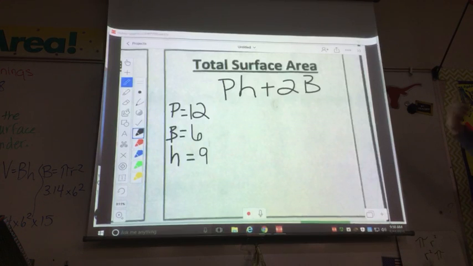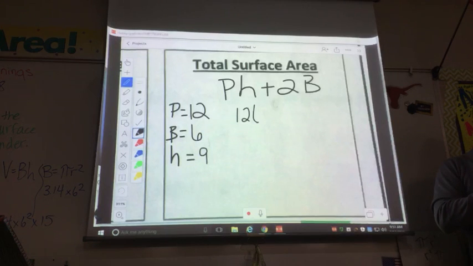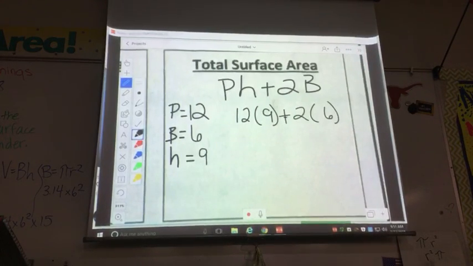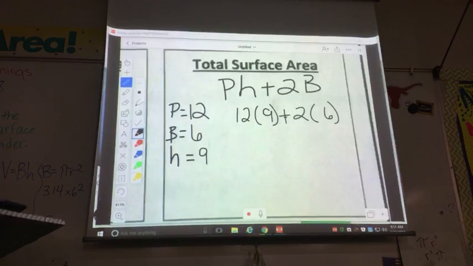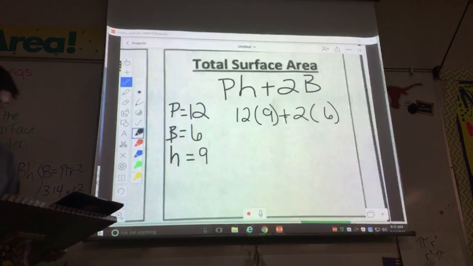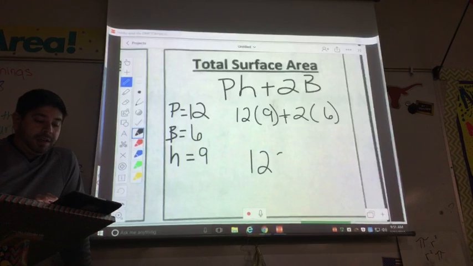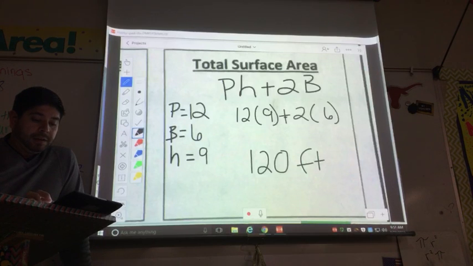There we go. And now we can substitute our formula in. 12 times the height, which is 9, plus 2 times the area of the base, which is 6. So go ahead and put that in your calculator. 120. Alright. So the total surface area is going to be 120, and this is feet, right? On the picture, does it say feet, right? So feet squared.